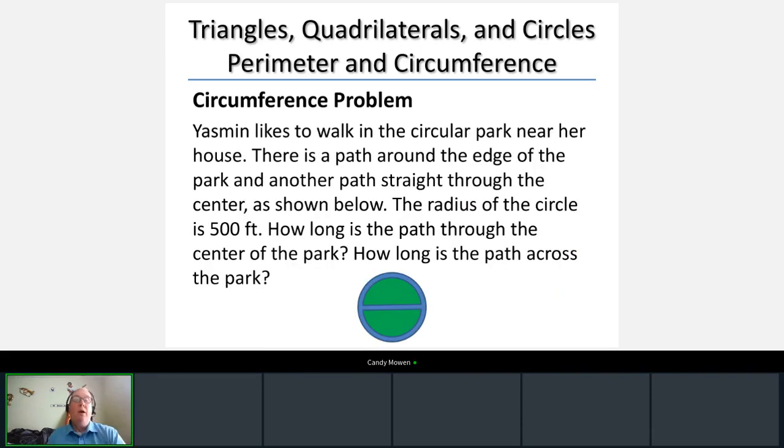So Yasmin likes to walk in a circular park near her house. There's a path around the edge of the park and another path straight through the center, as shown below. The radius of the circle is 500 feet. How long is the path through the center of the park? How long is the path across the park?